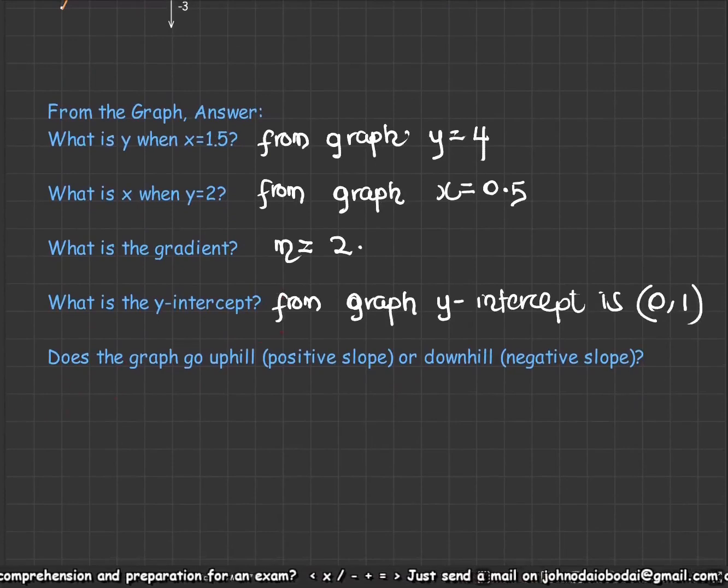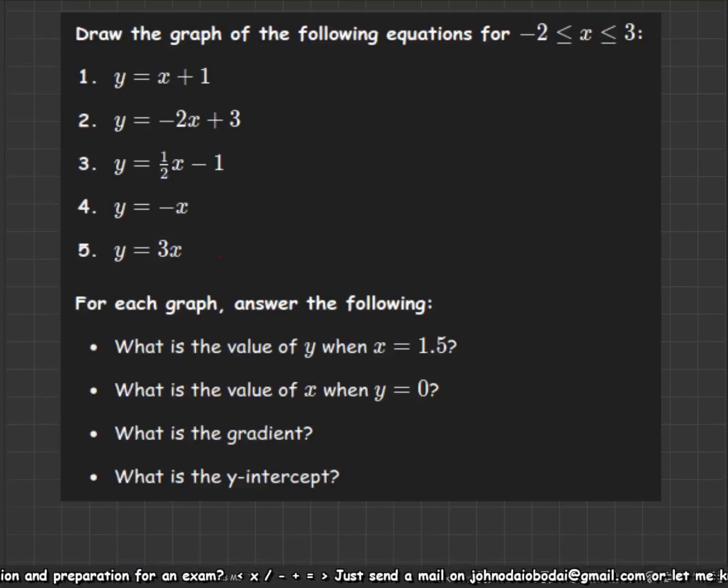As usual, I'll leave some exercises so you try them out to test your understanding. So here are the set of questions you can try. It says draw the graph of the following equations, and you have your range being from -2 to 3. And then these are the equations over here. The first one, second, third, there are about 5 of them. And for each graph, you have to answer the following. What is the value of y when x is 1.5? What is the value of x when y is 0? What is the gradient? And what also is the y-intercept?